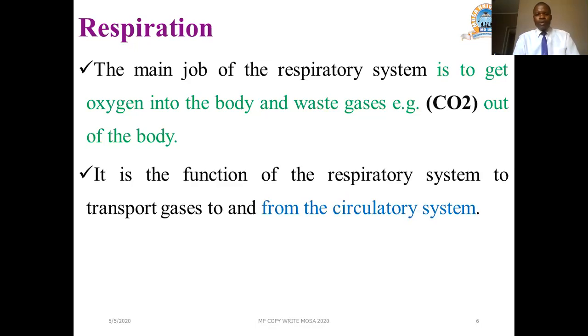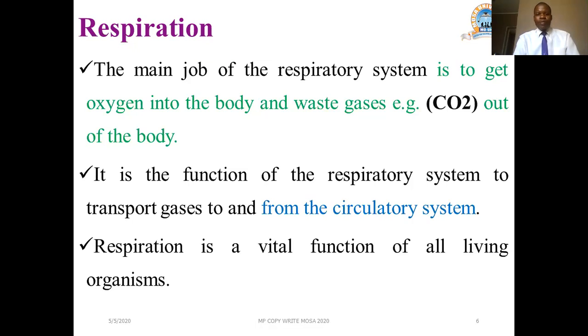It is the function of the respiratory system to transport gases to and from the circulatory system, which I've explained already. Respiration is a vital function of all living organisms, and this is very true. It is very significant because it provides living organisms with much needed oxygen for their survival. As well, it ensures that the carbon dioxide that is not supposed to be left inside the cells of living organisms is taken outside so that the cells remain safe.